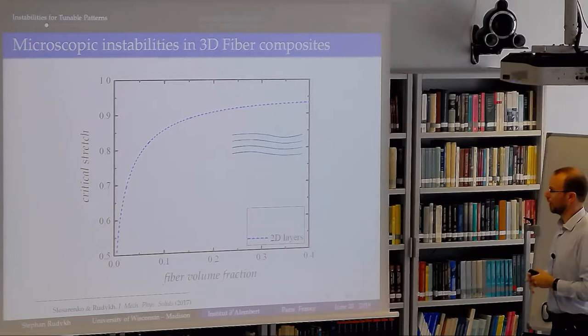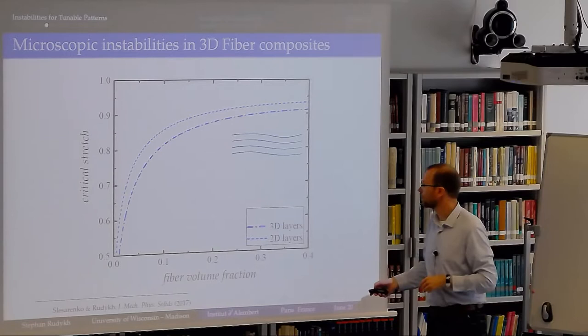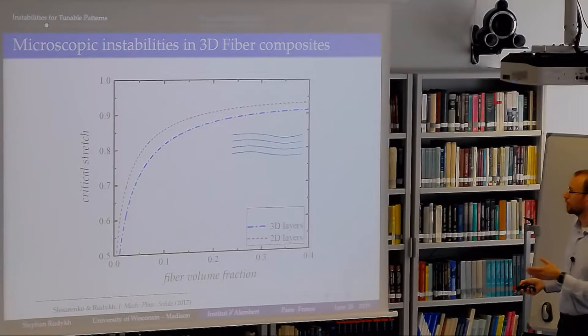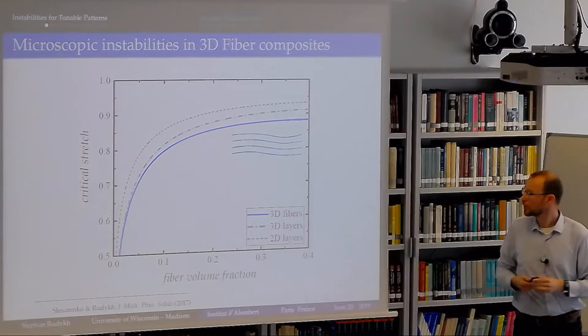So now I also can, of course, allow these laminates to deform in 3D. There's not much of a difference in what happens. The structure of the solution is very similar. Now the solution for the fibers also looks very much alike with the laminates.